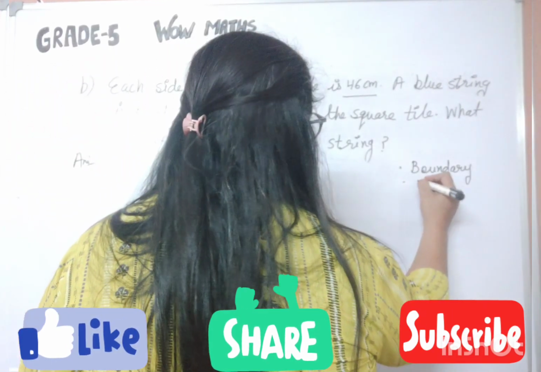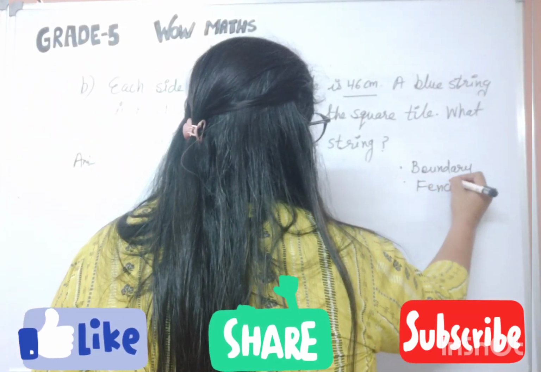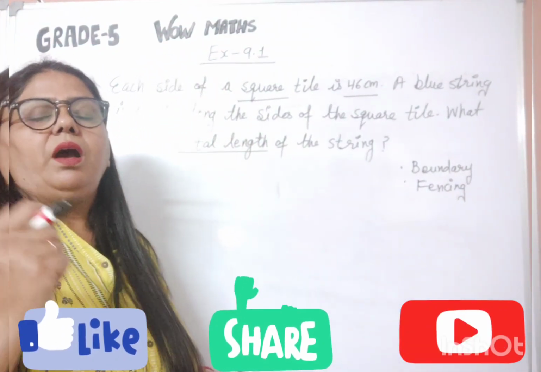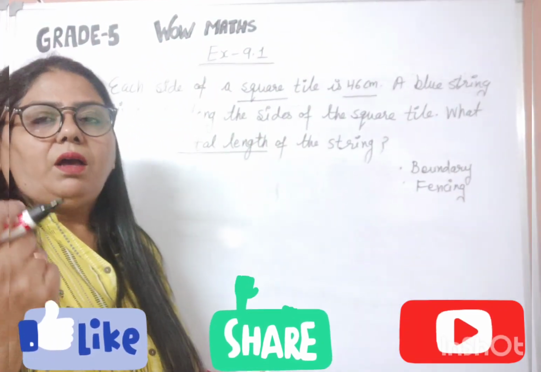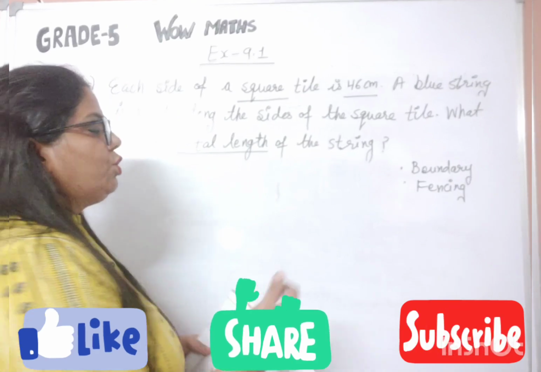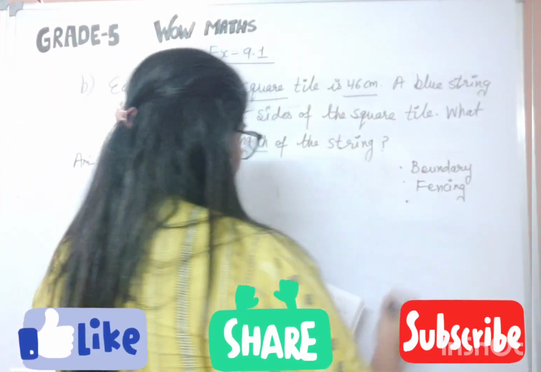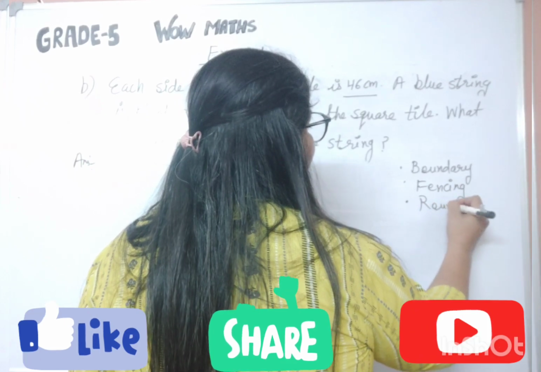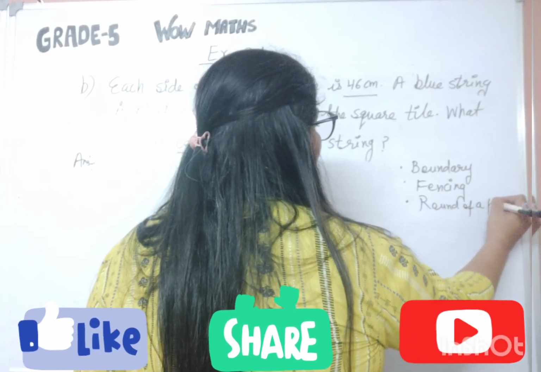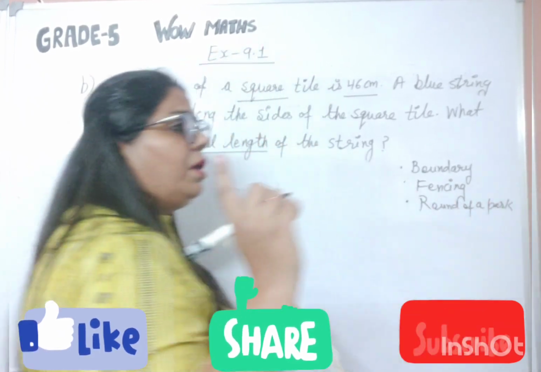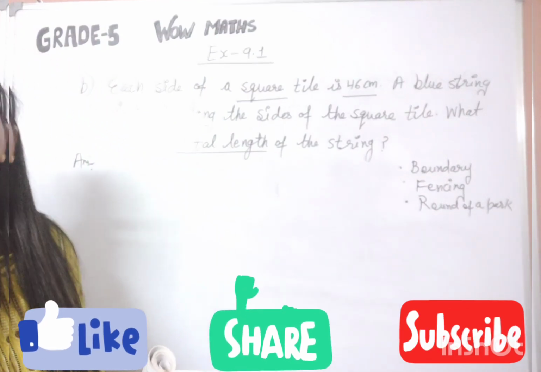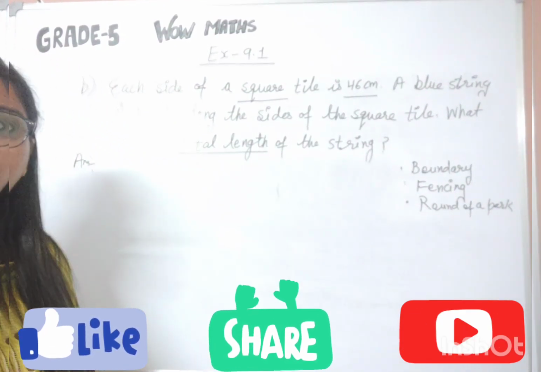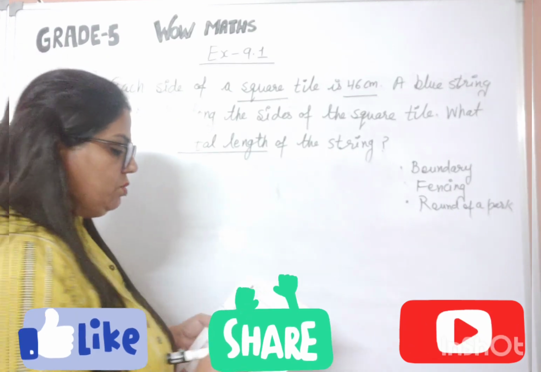If they are talking about fencing something, fencing means making a wall all around, or it could be with wire, or with bricks. So when they are talking about fencing, and when they are talking about taking a round of a park or any place, when you take a round around a park, that is also a hint that in that question you are supposed to find the perimeter basically.